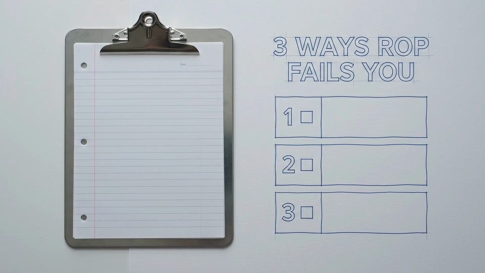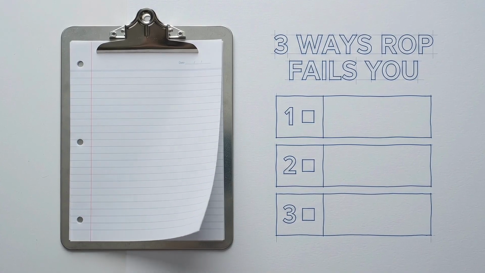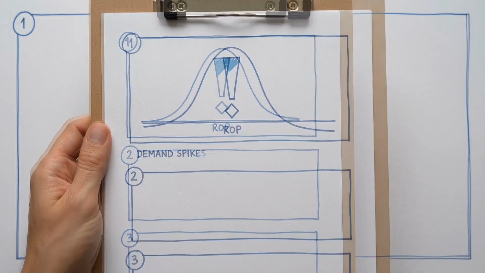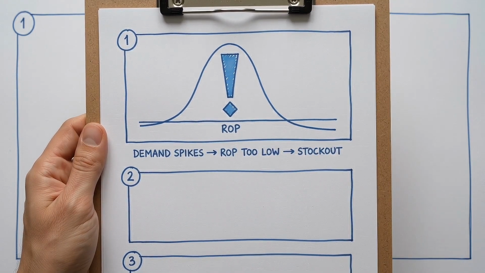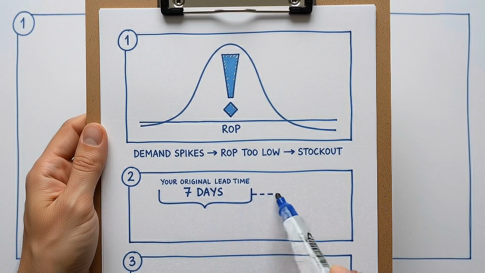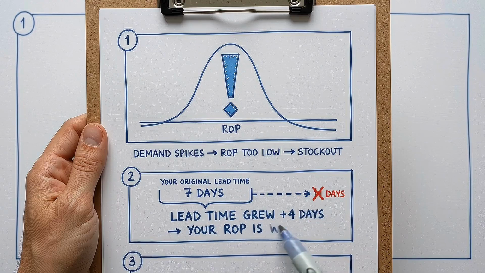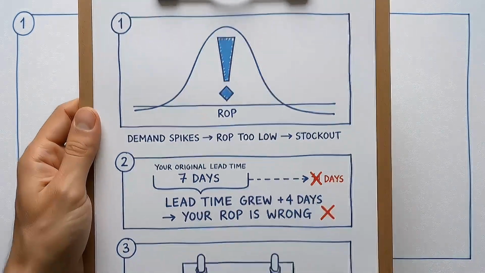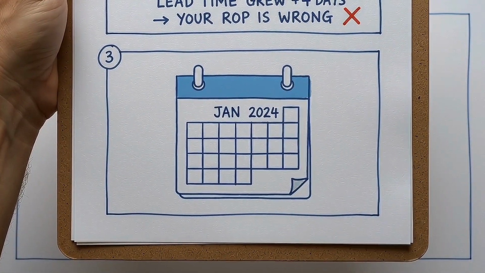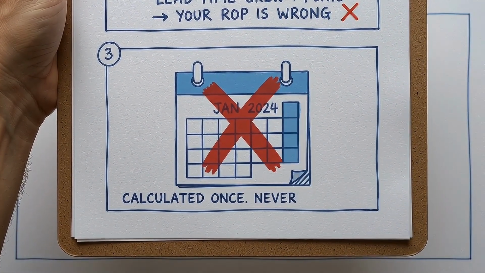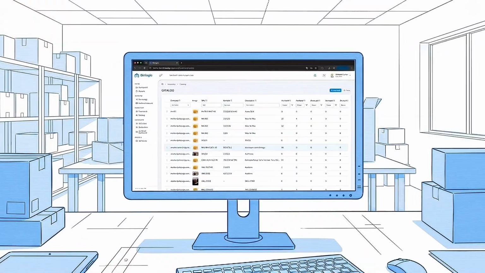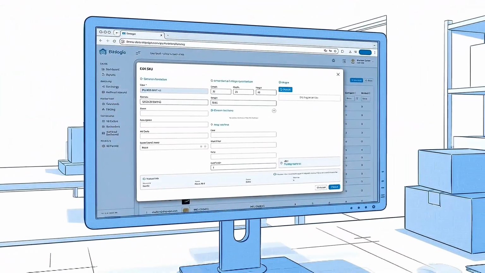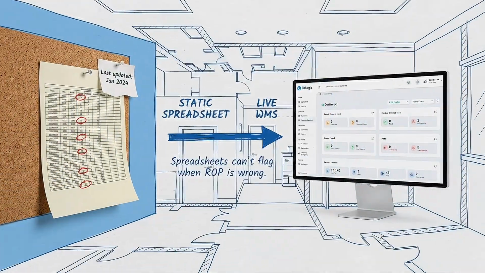Even a perfectly calculated reorder point will fail you under 3 specific conditions. First, when demand is seasonal and your baseline daily sales figure is no longer accurate. Second, when supplier lead times fluctuate. If your 7-day lead time stretches to 11, your ROP is already wrong. Third, and most commonly, when teams calculate their reorder points once and never revisit them. A live WMS tracks real-time demand changes and can flag the moment your reorder points need recalculation. Static spreadsheets cannot do that.